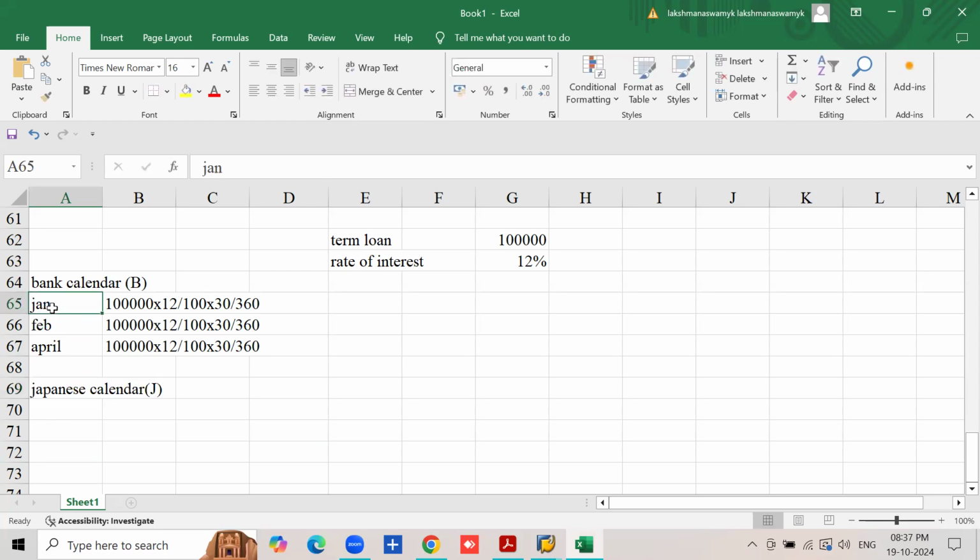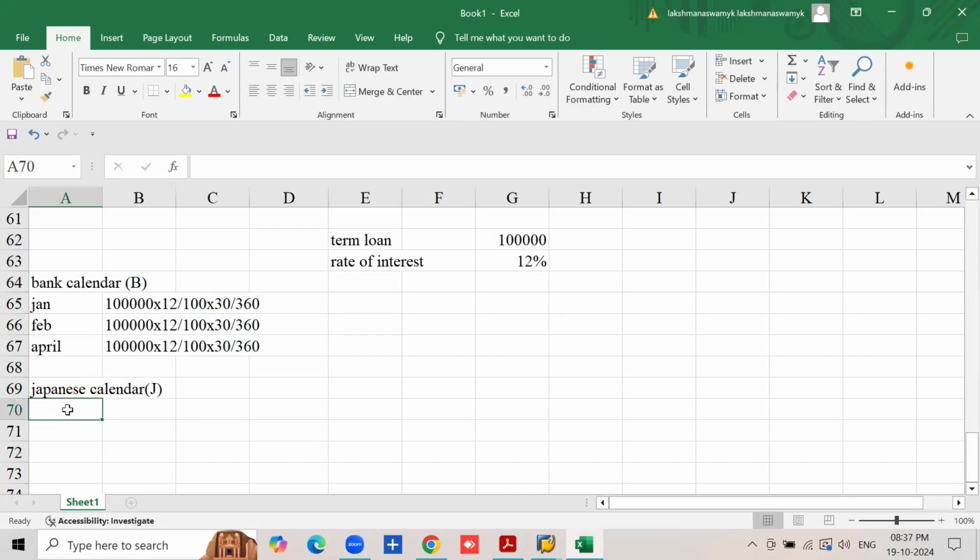Here, you have to assume that January is the example for a month containing 31 days. February is the unique month. And April is the example for a month containing 30 days. It is not necessary to write all the 12 months.